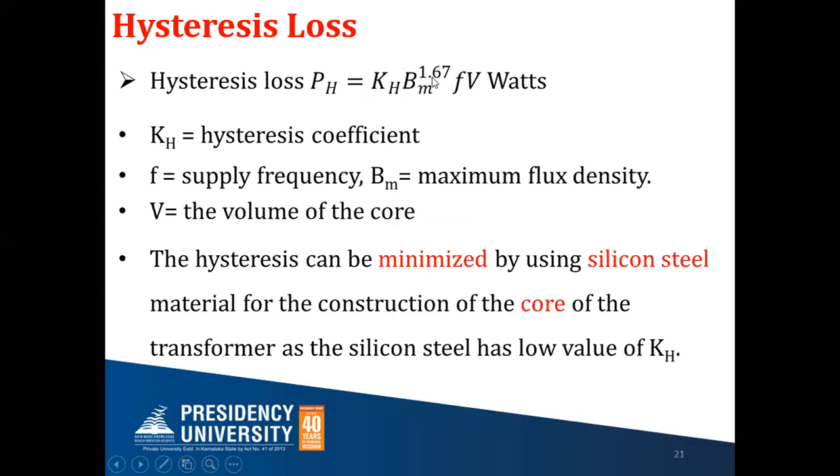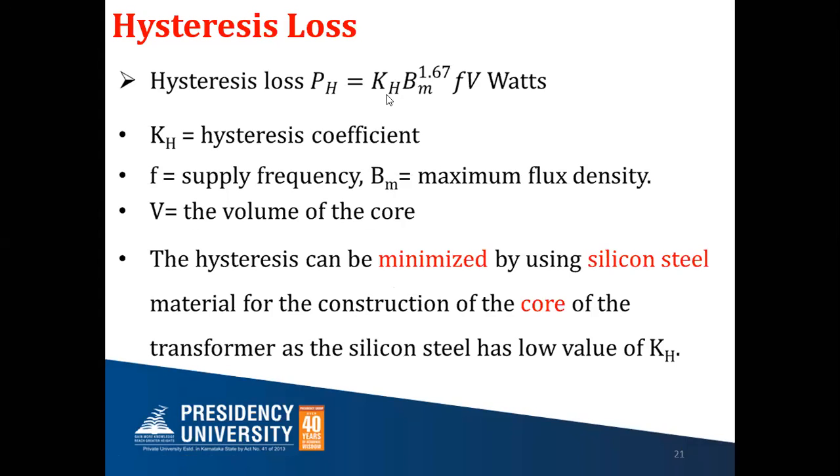This 1.67 is a constant that depends on the material, right? This 1.67 is for silicon steel. If you are using silicon steel as your core material, then this will always be 1.67. So this constant depends on the material we are using. So Bm raised to 1.67, f is the input frequency of the voltage or the current, and V is the volume of the core.